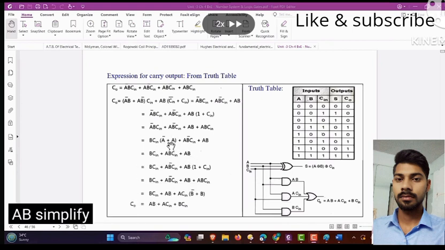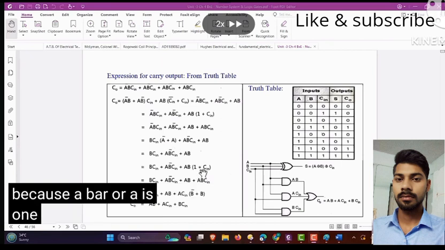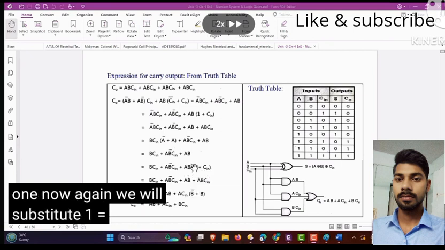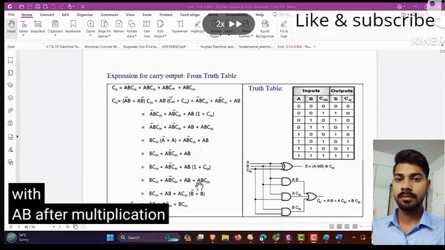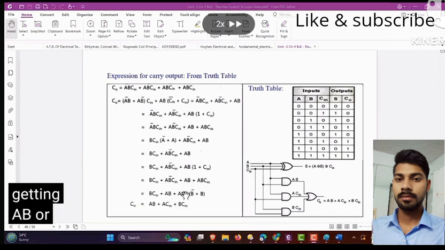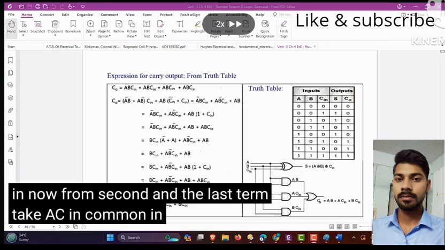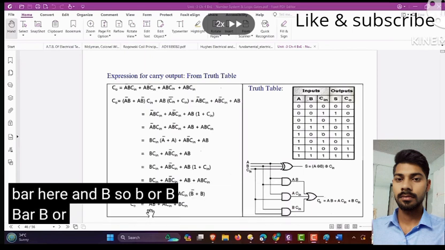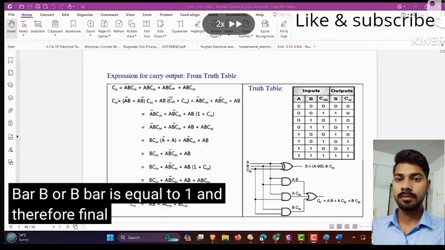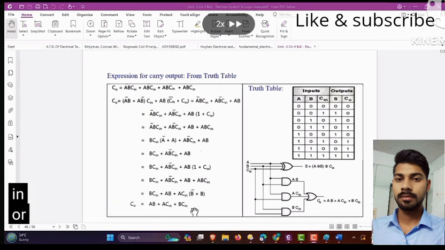Simplify next. So we come to this term already, because A bar or A is 1. Now again we will substitute 1 equal to 1 or C in and multiply it with AB. After multiplication by AB we are getting AB or ABC in. Now from the second and the last term take AC in common. In the bracket remains B bar and B. So B or B bar is equal to 1. And therefore, the final carry output is AB plus AC in plus BC in.